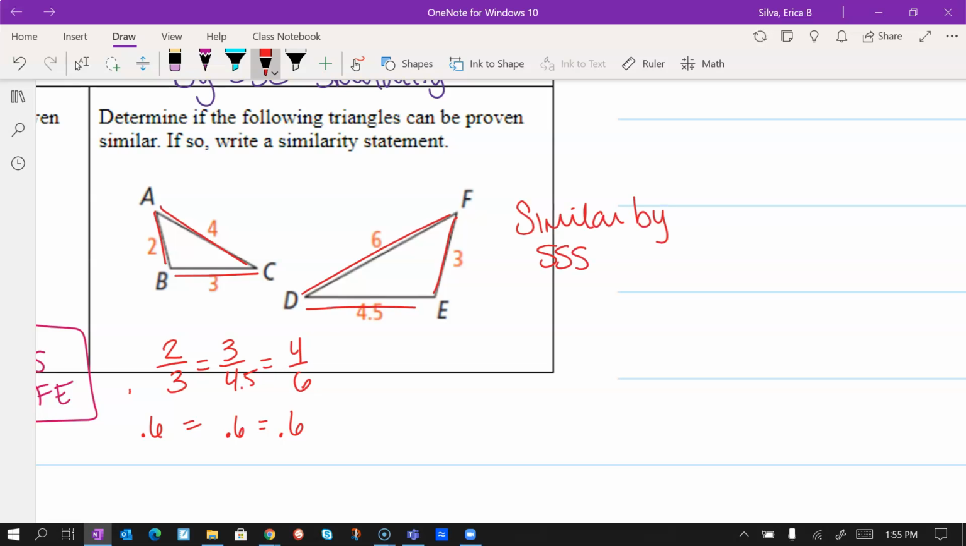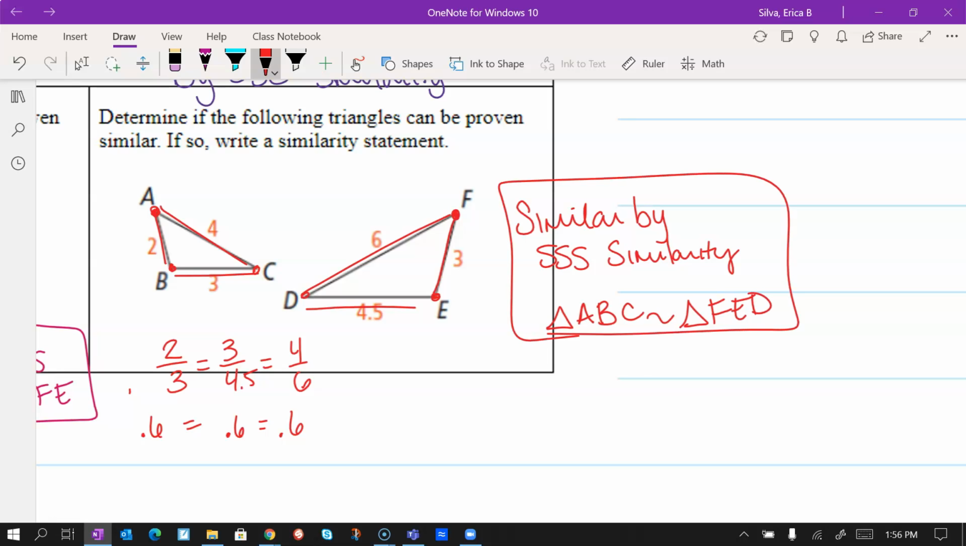So then we can say that these 2 triangles are similar by the side similarity. And then we want to name the triangle or state our similarity statement. So we start with A, and A corresponds to what? F. Then we go B, B corresponds to E, good. And then C corresponds to D. Any questions?